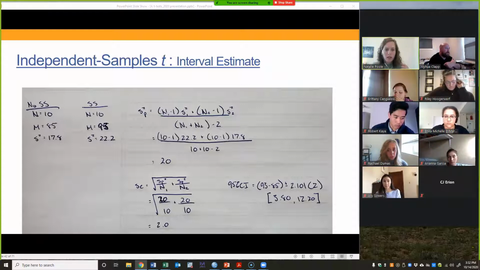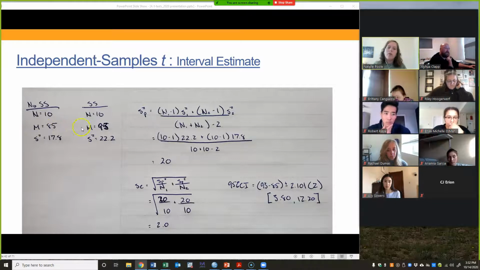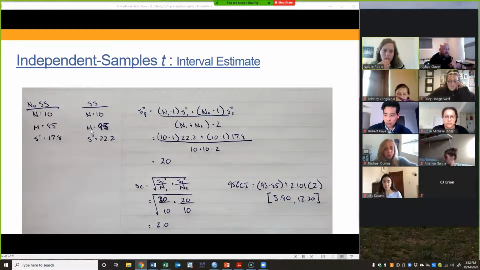It would be between 17.8, well, 17.8 or 22.2, right? Okay, so that's my variance. But if I'm looking at my means, the means are 85 and 93. So my estimate for the no Sesame Street group is 85. My estimate for the Sesame Street group is 93. So what's my best guess for the difference between those two groups? How many points?